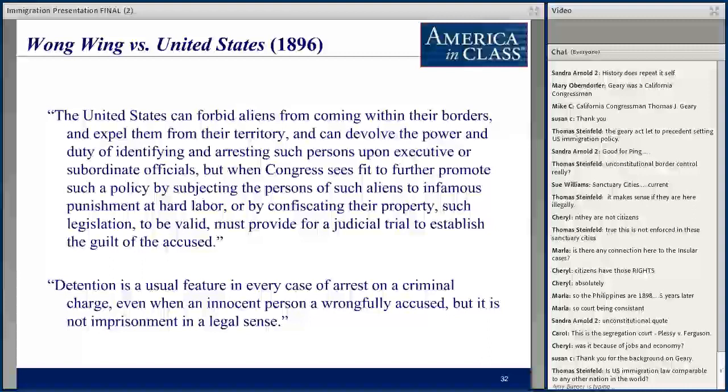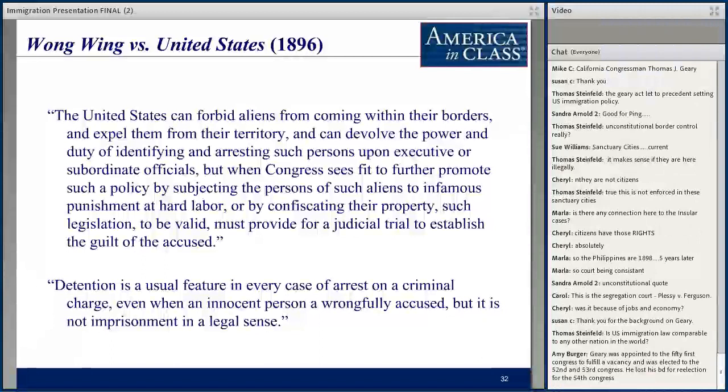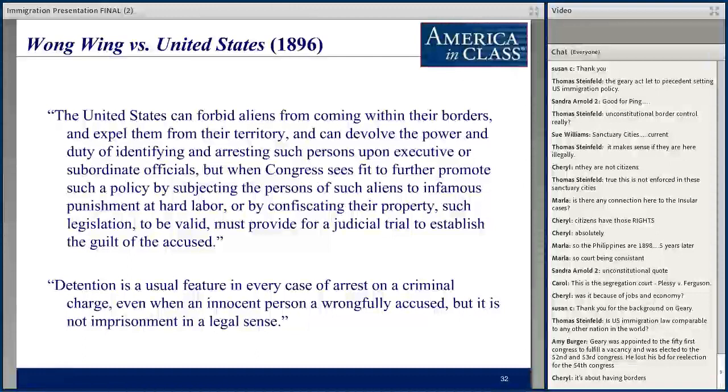And what the United States Supreme Court decided on May 17th of 1896, the exact same day that they issued the Plessy v. Ferguson decision, was this: that the United States can forbid aliens from coming within their borders and expel them from their territory, can devolve the power and duty of identifying and arresting such persons upon executive or subordinate officials. But when Congress sees fit to further promote such a policy by subjecting the persons of such aliens to infamous punishment and hard labor, infamous punishment means imprisonment, or by confiscating their property, such legislation, to be valid, must provide for a judicial trial to establish the guilt of the accused.